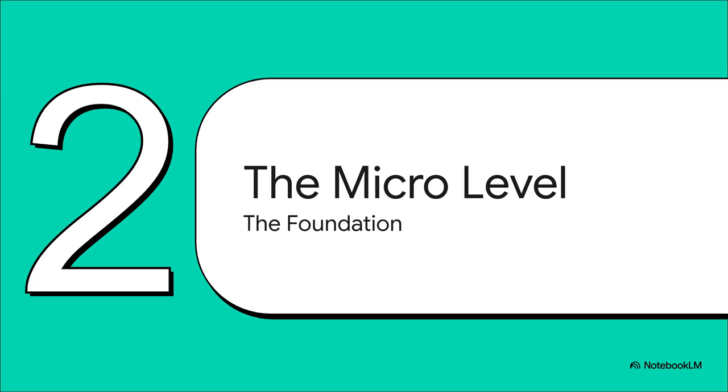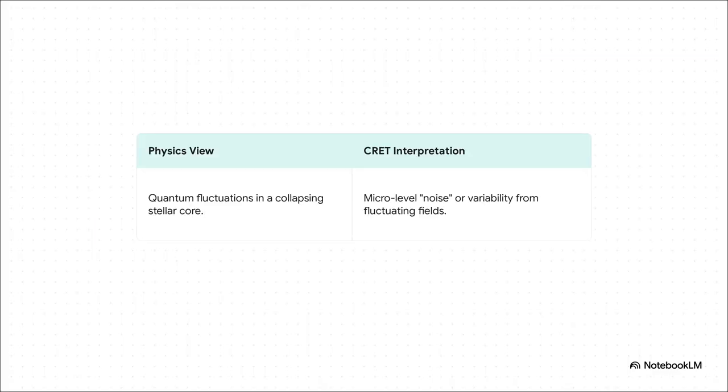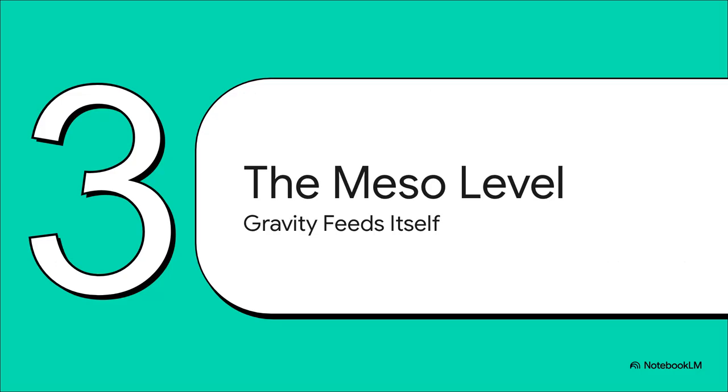Our first ingredient is noise. And to build something as massive and orderly as a black hole, we have to start at the smallest, most fundamental level imaginable, the chaotic, bubbling, fluctuating foundation of reality itself. So here you're seeing two ways of looking at the exact same thing. Physics has a very technical description, quantum and thermodynamic fluctuations inside a dying star. But CRET gives us a much simpler handle on it. It just calls all that chaos noise. And we're not talking about sound here. This is the fundamental random energy of the universe that's going to act as the raw material for our black hole.